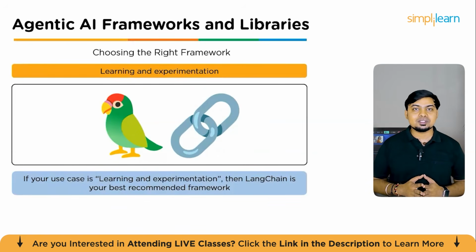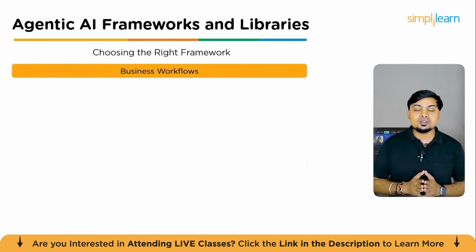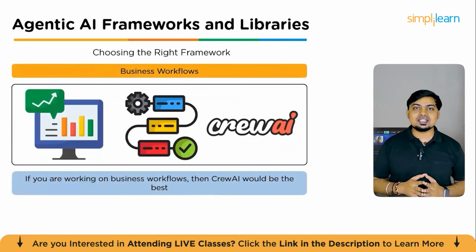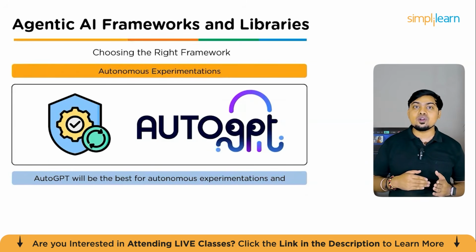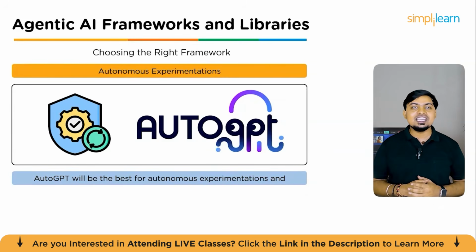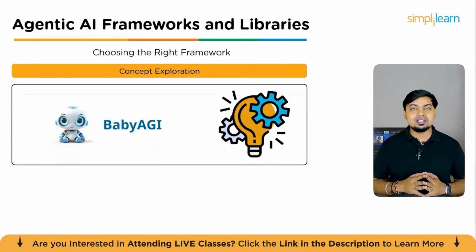Let's see some scenarios. If your use case is about learning and experimentation, then LangChain is your best recommended framework. If you're focusing on multi-agents, then AutoGen could be the best. If you're working on business workflows, then Crew AI could be the best. AutoGPT will be the best for autonomous experimentation, and for concept exploration, BabyAGI would be the best. There is no single best solution. Architecture decisions depend on requirements.